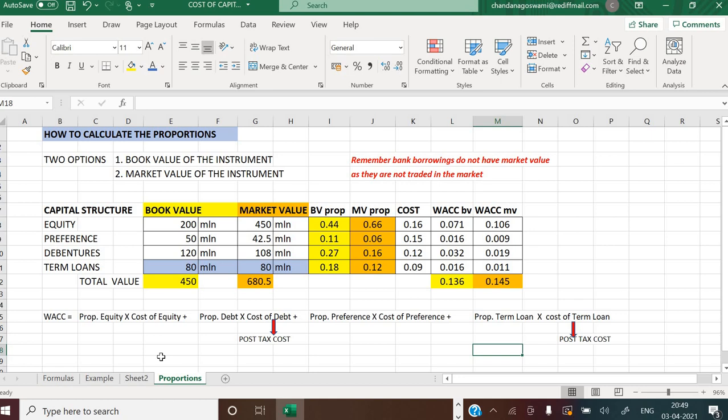Therefore, our weighted average cost of capital is proportion of equity multiplied by cost of equity, plus proportion of debt multiplied by cost of debt. Remember, this is post-tax cost of debt. Plus proportion of preference multiplied by cost of preference, and proportion of term loan multiplied by cost of term loan. Again, this term loan cost also has to be a post-tax cost. So with this, you can calculate your weighted average cost of capital.